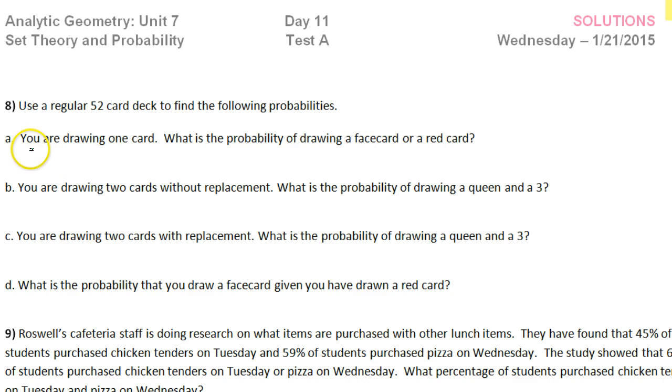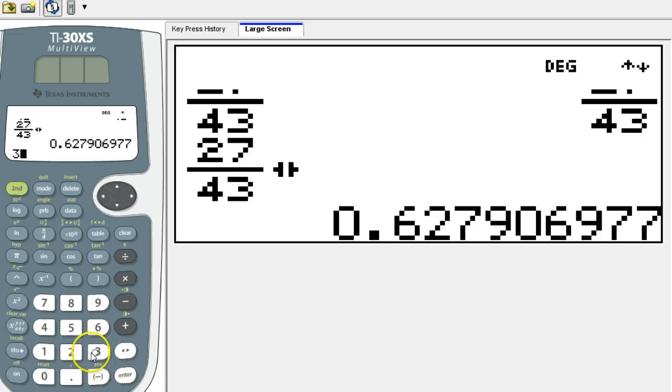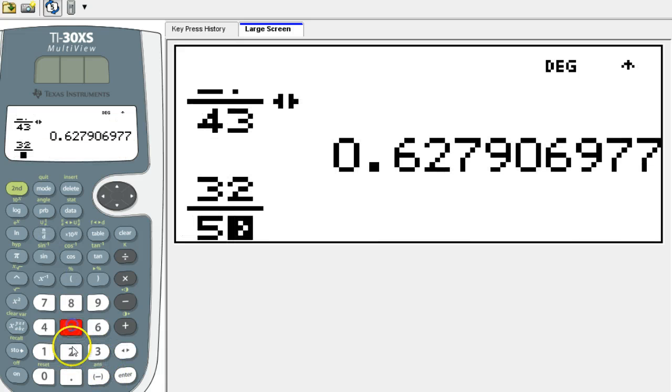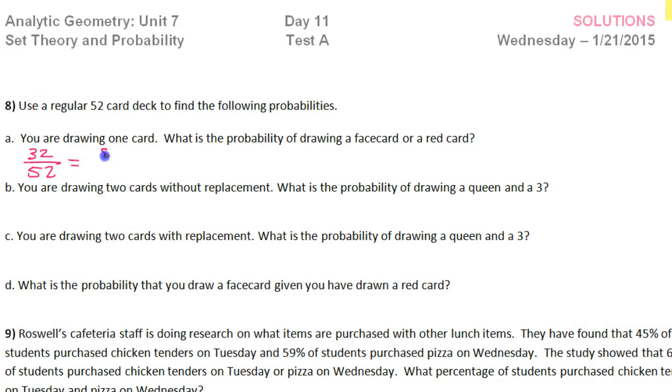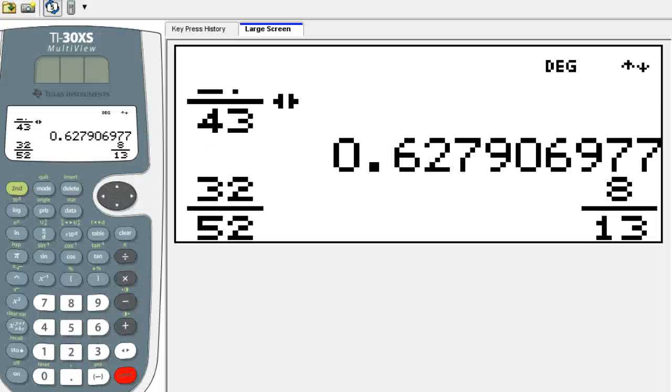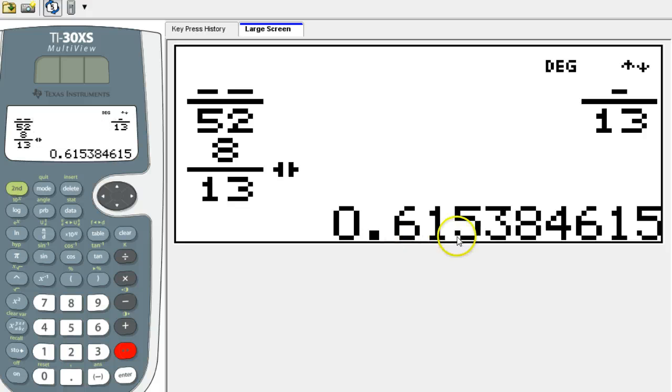Okay, so 32 out of 52. That's 8/13. Which is 61.54%.